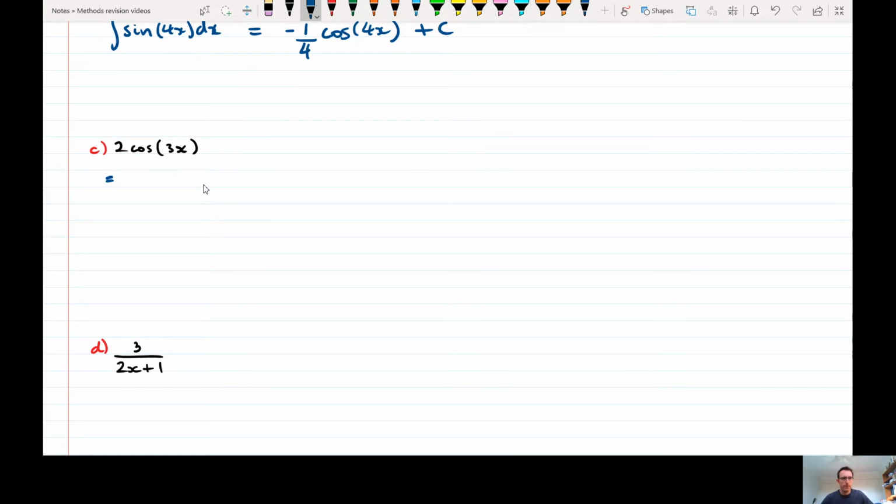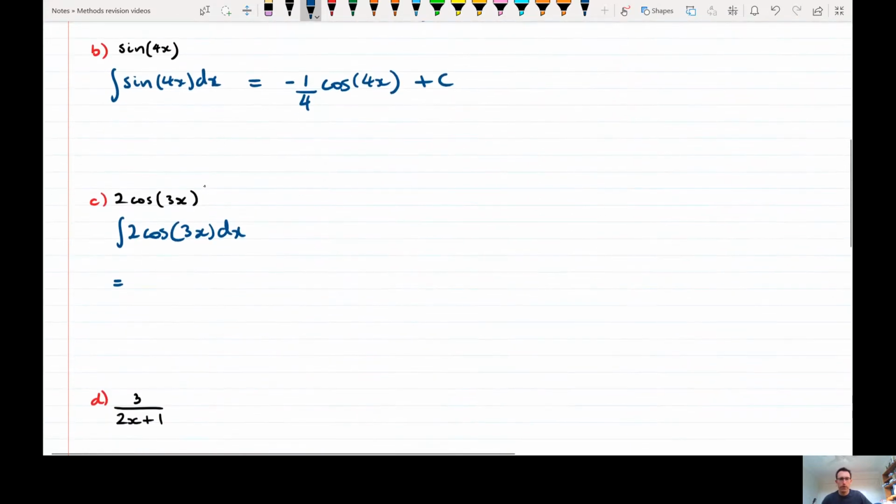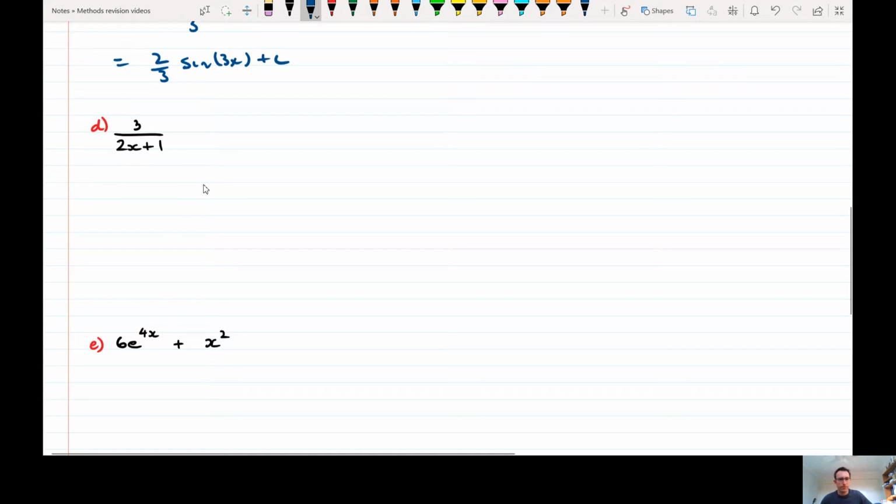Okay, so if I have the antiderivative of this one, once again, we're going to write it out properly. 2 cosine 3x dx. The antiderivative of cosine, according to our rule up here, is positive sine. Don't get that mixed up with your differentiation rules. That's going to give you 2 times 1 over 3 sine of 3x plus c, which is going to give you 2/3 sine of 3x plus c.